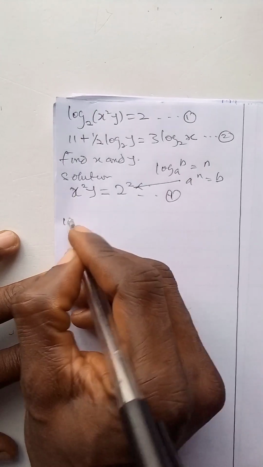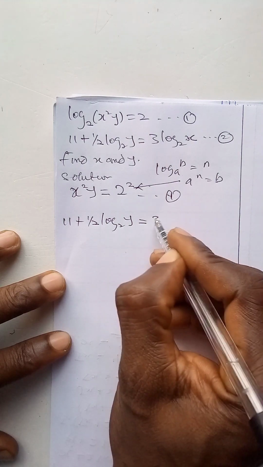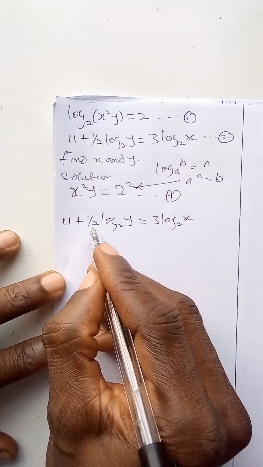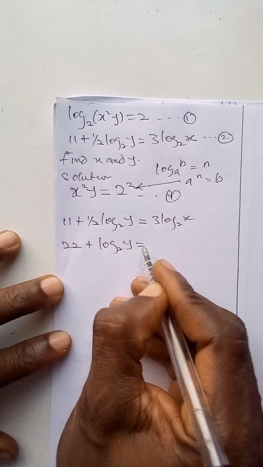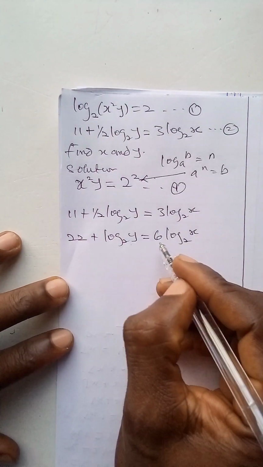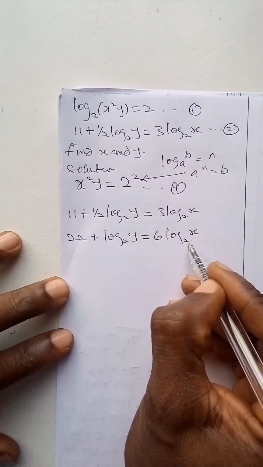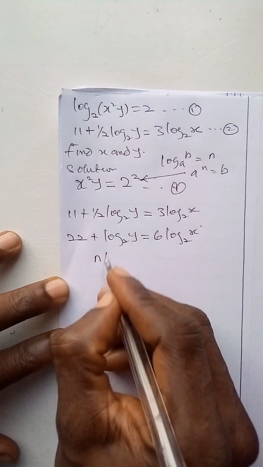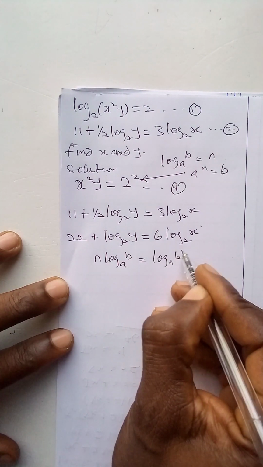The second equation is 11 plus 1 over 2 log to base 2 of y is equal to 3 log to base 2 of x. Now, I will multiply through by 2 to clear this fraction. It becomes 22 plus log to base 2 of y is equal to 6 log to base 2 of x. Now, also applying the power law of logarithm, this 6, which is the coefficient, will now become the power, because if I have n log to base a of b, it will become log to base a of b to power n.